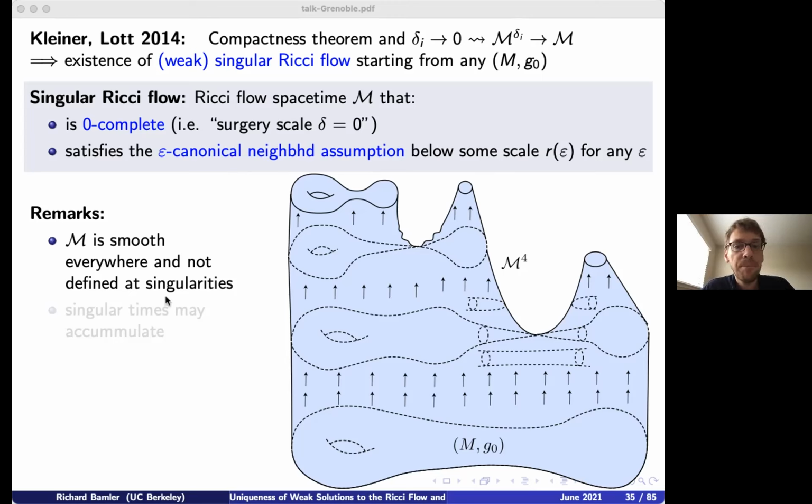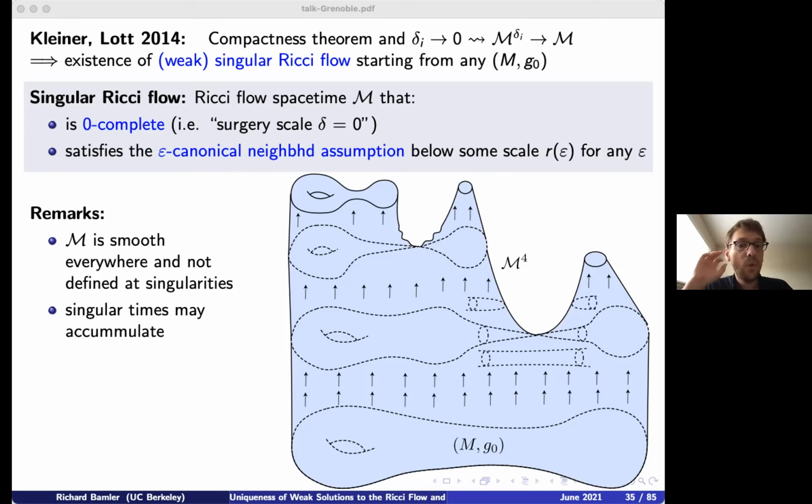And instead of saying what the flow does at the singular points, we just say what the asymptotics are near the singular points. So that near the singular points, we should look neck-like or spherical. And moreover, this picture might also be a bit more complicated because we may also have accumulation of singular time. So I tried to draw this here, where we may see some singularity that's resolving, but immediately going back to a singularity, and we could have some kind of Cantor set of singular times.